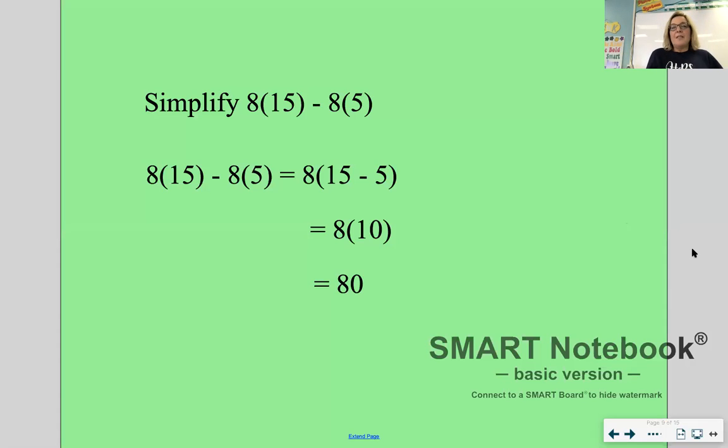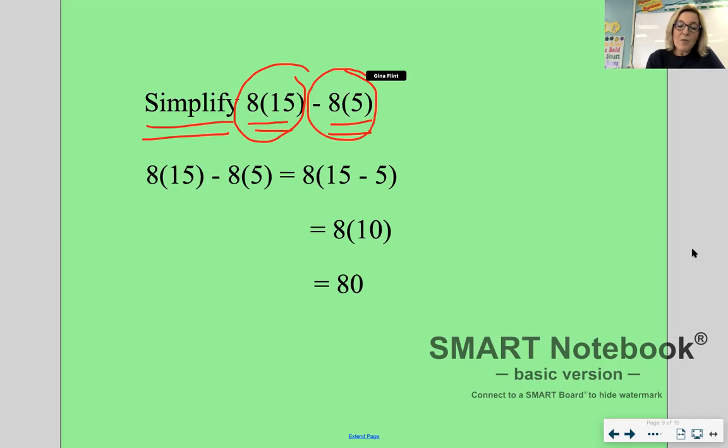So let's take a look at this problem. It says simplify, which means we want to take all those numbers down to a single number. That's what simplify means. And the problem says 8 times 15 minus 8 times 5. Now you might notice that this number and this number both contain a factor of 8. We would call that the greatest common factor. And so we could take that 8 out. And really what that means is we're dividing this quantity by 8 and we're dividing this quantity by 8.